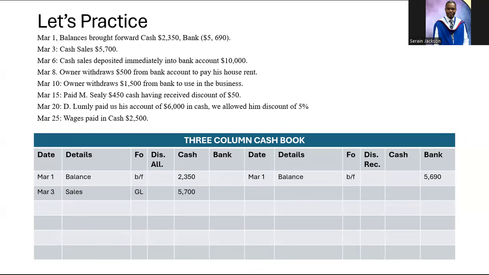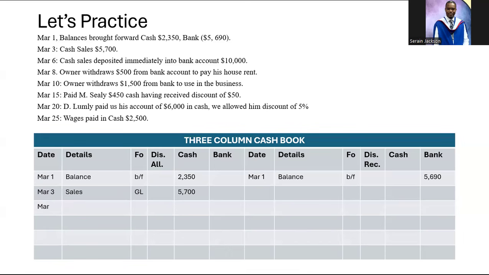Why? Because you are receiving money, so that's one hurdle that you have to get over. You realize that, okay, I am receiving money, so it must go on the debit side of the cash book. Then you need to ask yourself which account is receiving the money. And in this case, it is the bank account that is receiving the money.